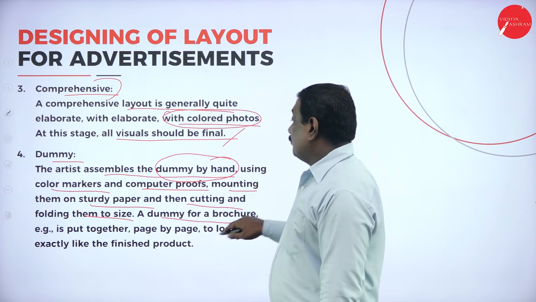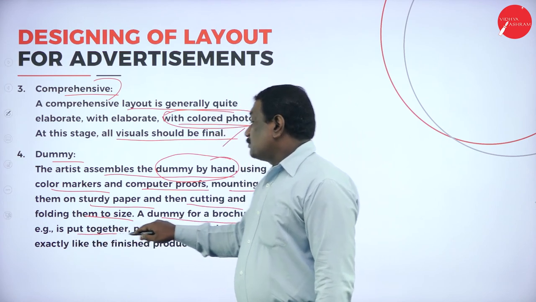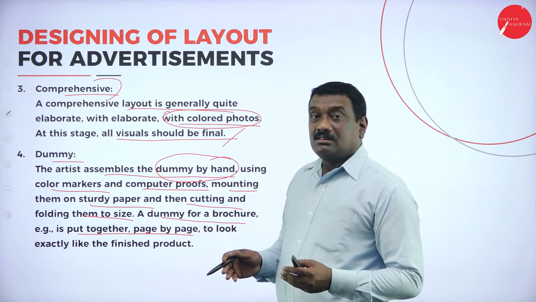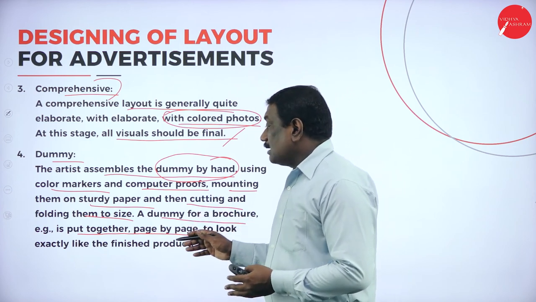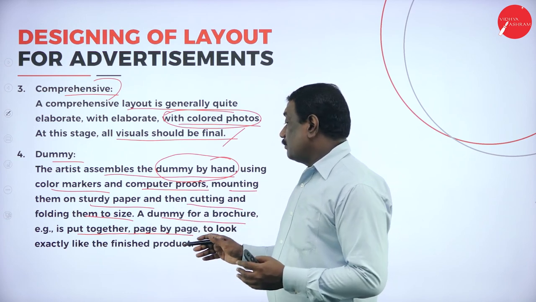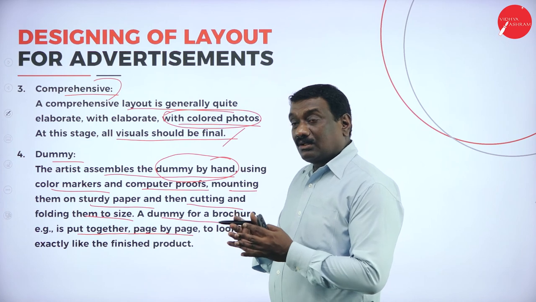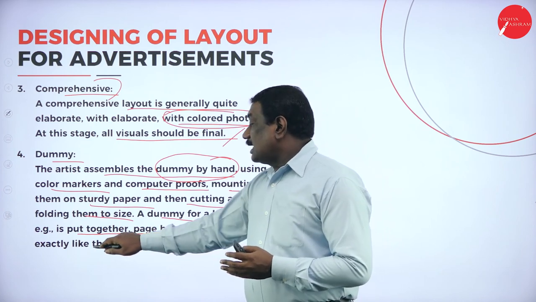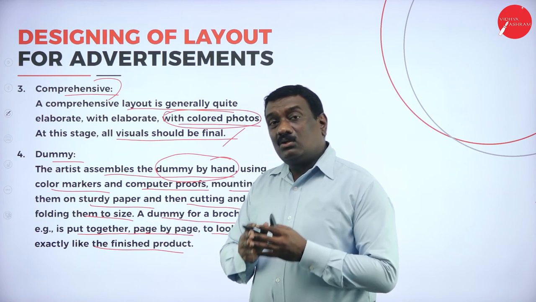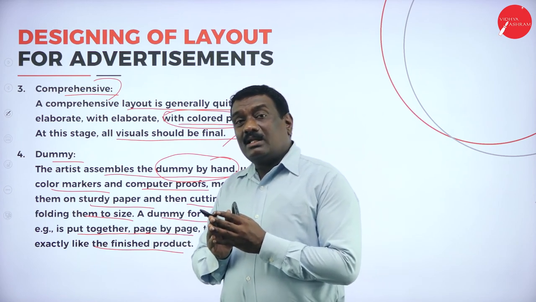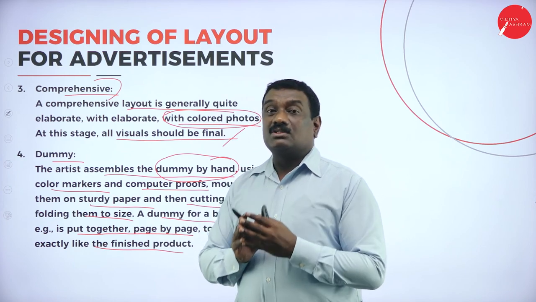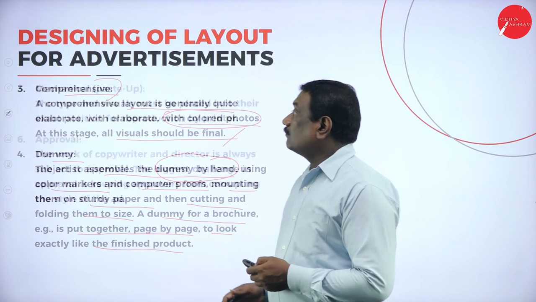A dummy for a brochure, for example, is put together. He brings everything together, page by page, to look exactly like the finished product. He does this to show how it will look when the final product or final ad comes out. So that is known as the dummy.